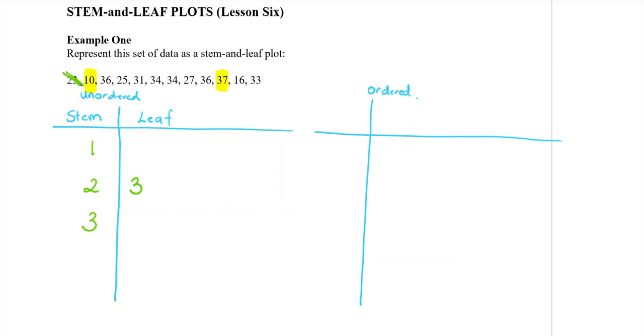Now I'm going to do 10. So the 1 is the tens digit. I need a 0 over here for the leaf. Cross that off. 36 will be 30, and I need the 6 next to it. Cross that one off. 25. So next to the 2, I'm going to have a 5 there for that one. 31, so 3 and a 1.